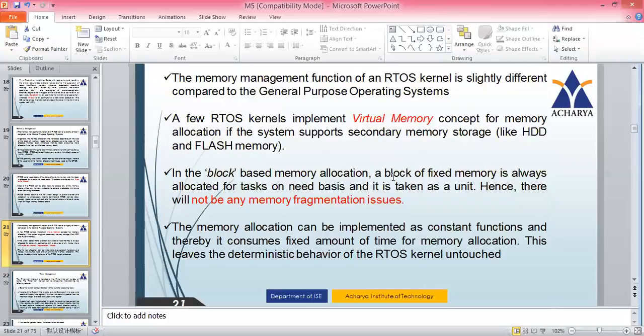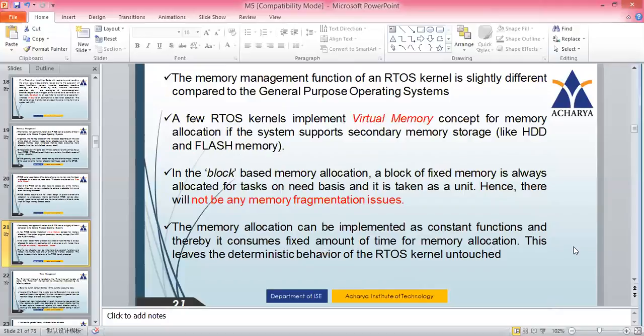Now in block-based memory allocation, a block of fixed memory is always allocated to the task on a need basis. Hence, there will not be any memory fragmentation issues. Fragmentation is also a part of the operating system, but because of this type of allocation, there will not be any kind of memory fragmentation problems. The memory allocation can be implemented as constant functions, and thereby it consumes a fixed amount of time for memory allocation. This leaves the deterministic behavior of the RTOS kernel untouched.